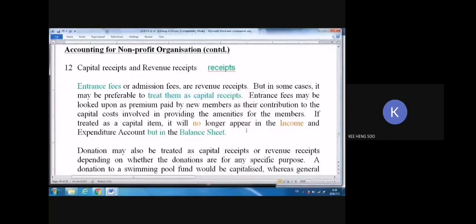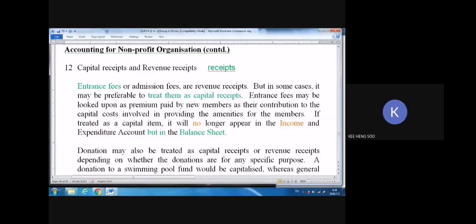Look at here. In the exam question, I will make it very clear, because sometimes in my exam question I say entrance fee to be treated as revenue receipt. That is income. This entrance fee can be revenue receipt, but in some cases it will be capital receipt. So that's why in the exam or coursework, the question will specifically tell you very clearly.